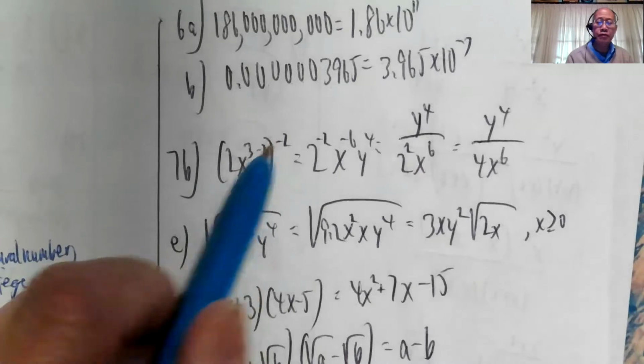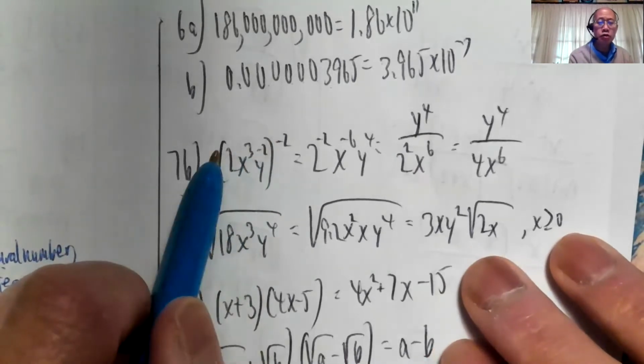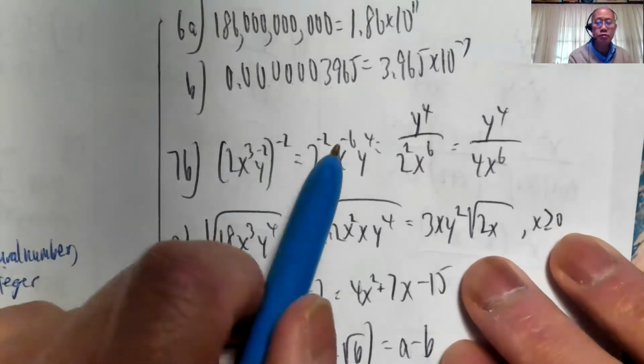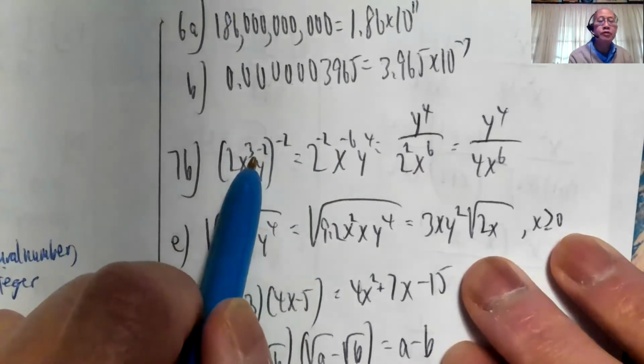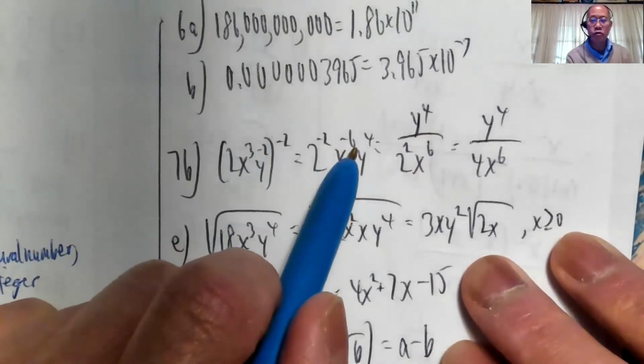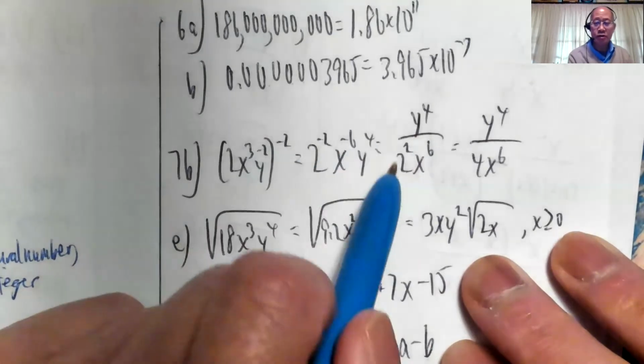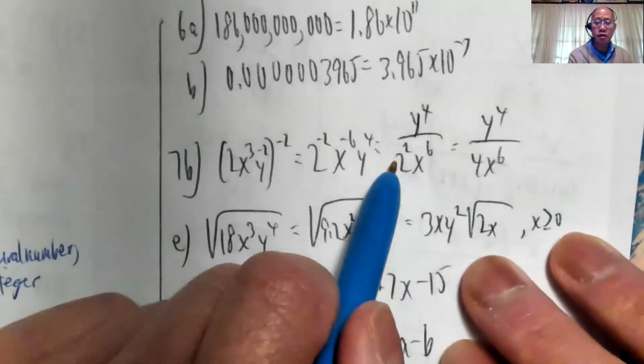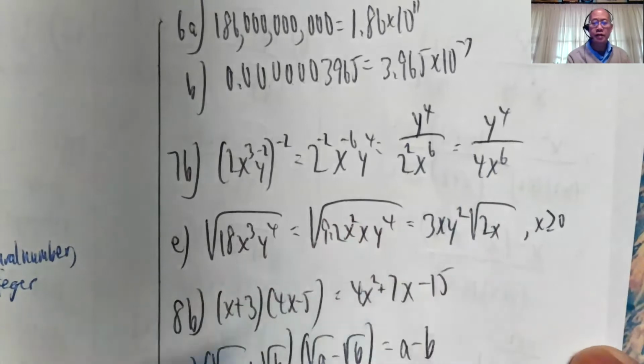7b, I can distribute the negative 2 here, here, and here. So 2 to the negative 2, x cubed to the negative 2 is x to the negative 6. Y to the negative 2 to the negative 2 is y to the fourth. Then these two having negative exponents go downstairs. Y to the fourth stays up. So y to the fourth over 4x to the 6.